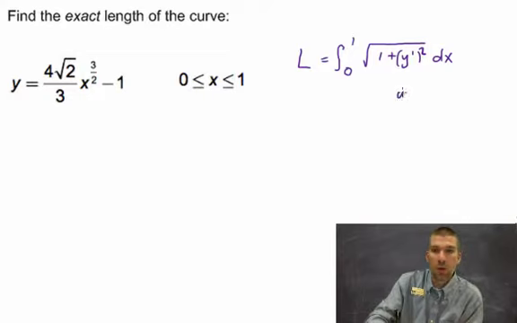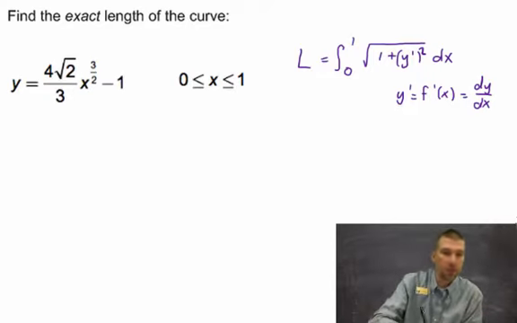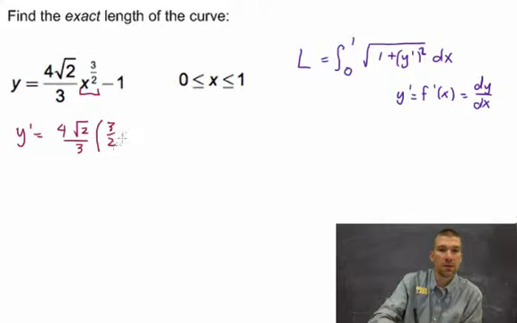Okay, so remember, y prime is equal to f prime of x, which is equal to dy dx. So all of those can go into the parentheses there. This particular guy looks a little bit on the gross side. So what we're going to do is find the derivative, which, if you break it down, is 4 square roots of 2 over 3 times the derivative of this part right here. So that's going to be 3 halves times x to the negative 1 half, sorry, to the positive 1 half.